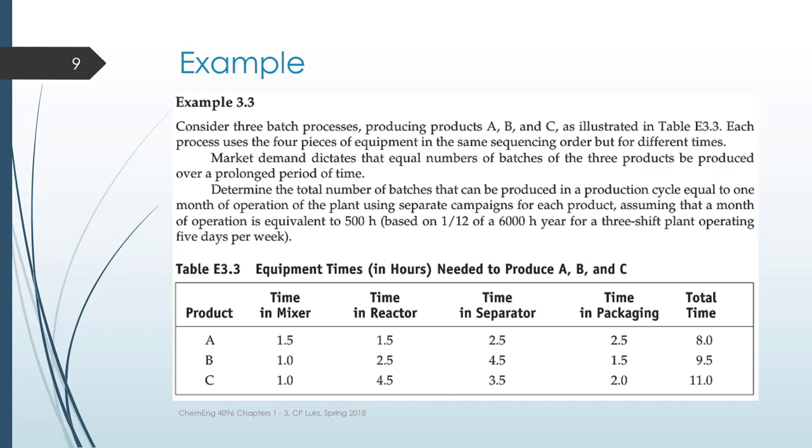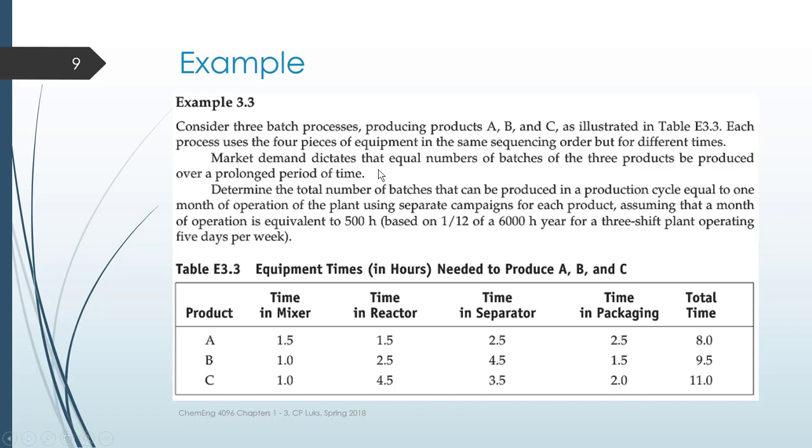Now in the textbook, they look at an example and they look at 3 different processes that you can make: A, B, or C. And each of them has a mixer, a reactor, a separator, and a packaging step. Okay, and the times for each one of these are shown here with the total time over here.